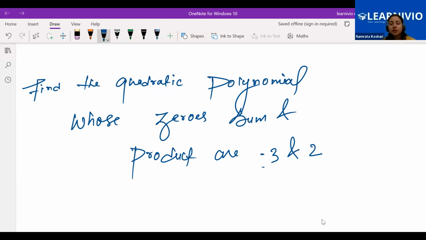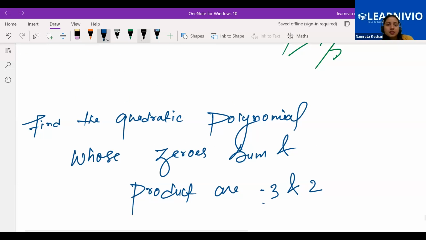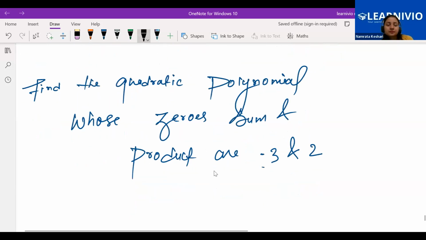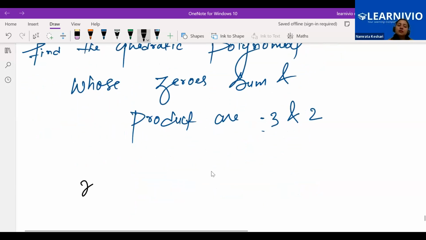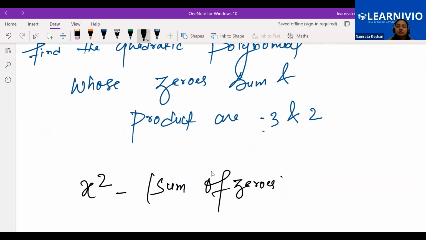To construct the quadratic polynomial whose sum is given over here and the product is given over here, there is a formula. The formula is x square minus sum of the zeros into x plus product of the zeros.